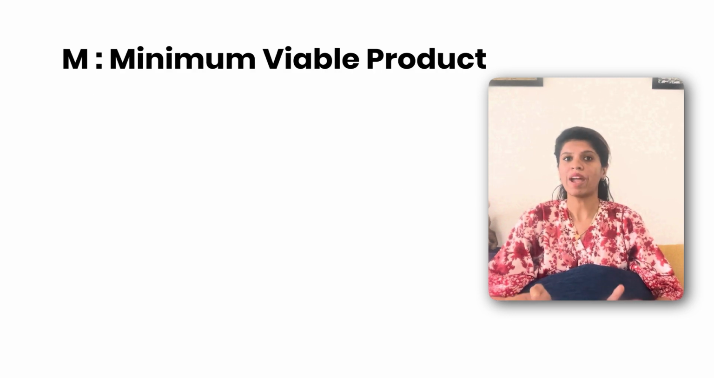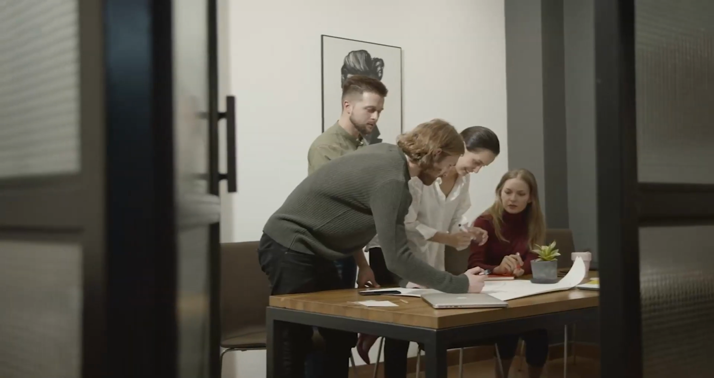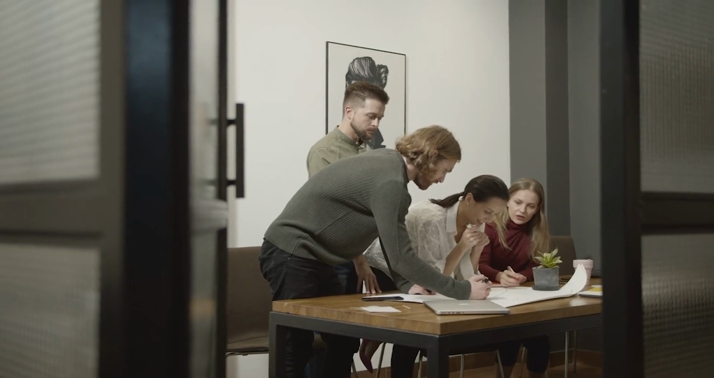M. Minimum viable product. It's the minimalistic product that the company launches so that the early adopters or customers can start using it before the actual product comes into the picture. This also helps the company understand what feedback or requirements the customers are looking at, and then they can work on it and deliver the final product.